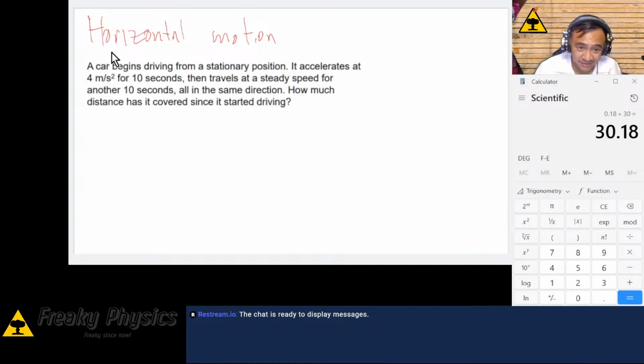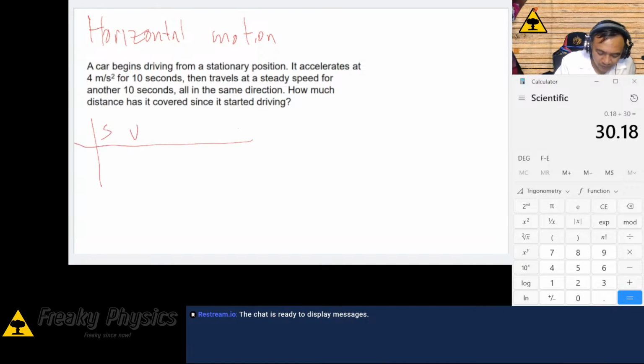Okay, we're looking for distance, right? So again, just to form the habit, I'm going to put the SUVAT table in, but we don't really need the x and y label, so I'm just going to write SUVAT like that. Okay. So do we know our s? We don't. No, that's what we're looking for.